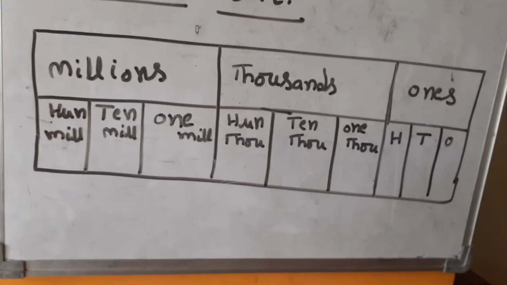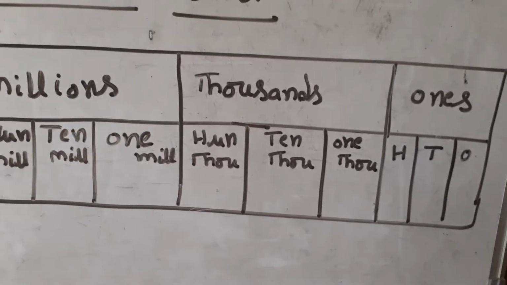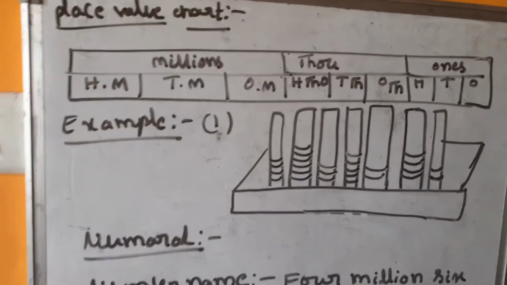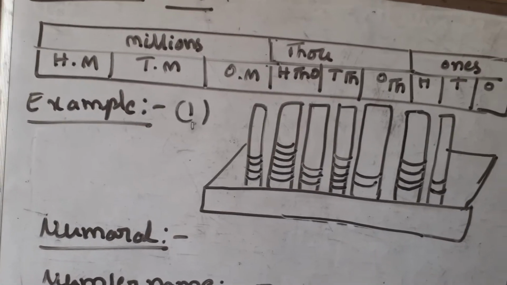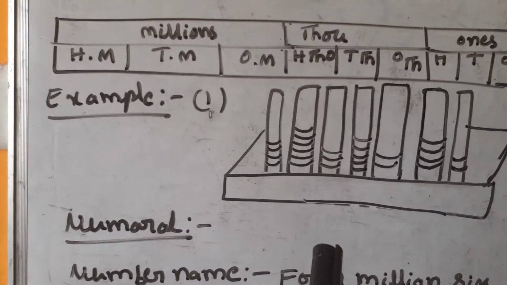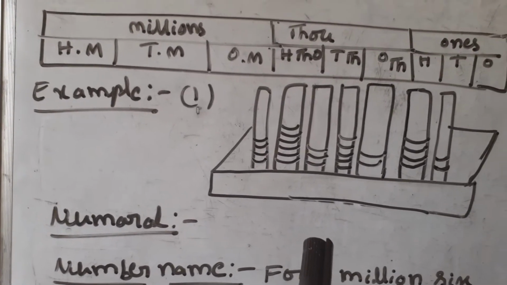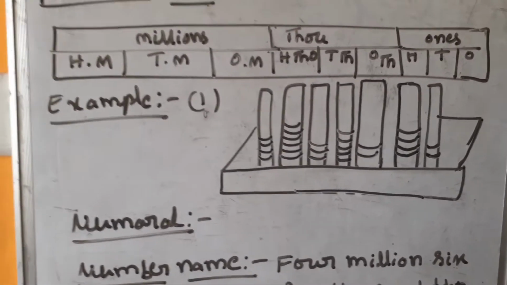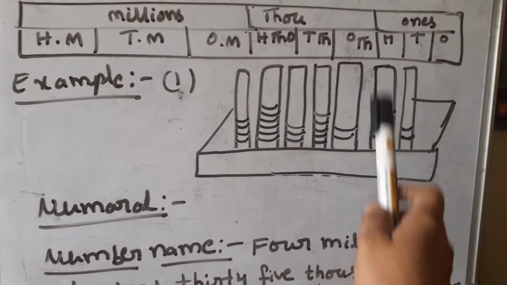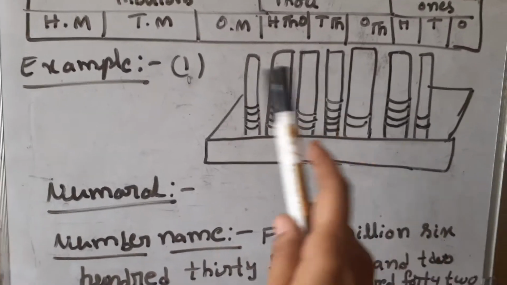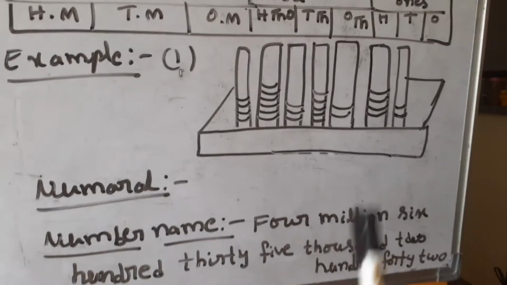Now we are going to explain an example problem. Example 1, on page number 18, the first example. Write in the international system the numeral and the number name for each diagram representation. In this diagram we have to write the numeral and the number name. That is the question.